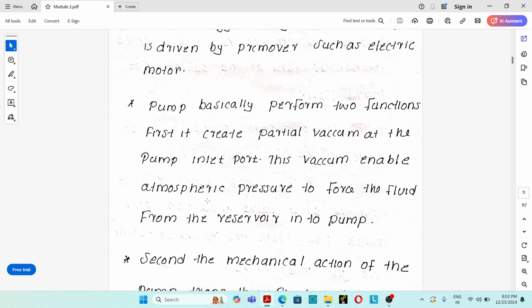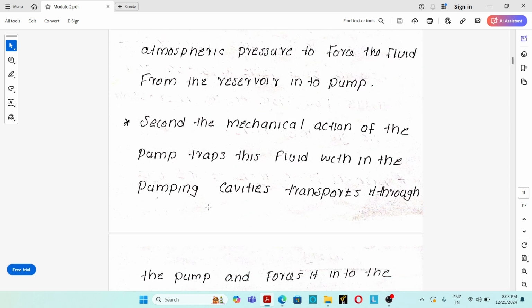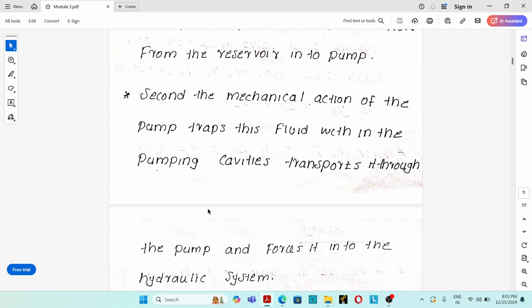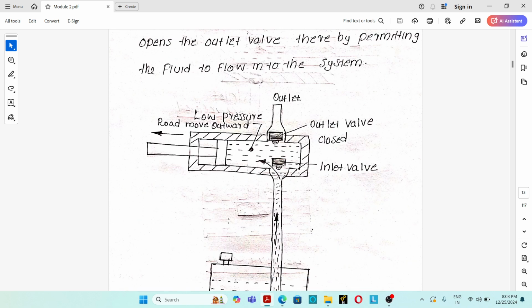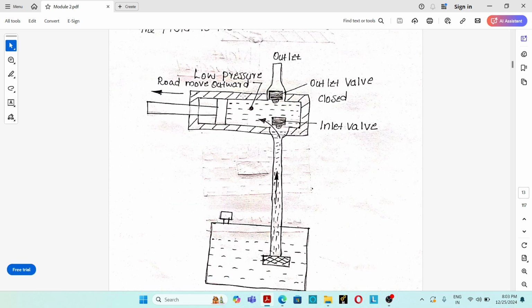That's the first stage. In the second stage, the pumping element exerts a force over the fluid and the fluid gets pressurized, and that pressurized fluid flows to the discharge line to the hydraulic system. So these are the two stages in any positive displacement pump. For example, we have a reciprocating pump. Reciprocating pump is a positive displacement pump.